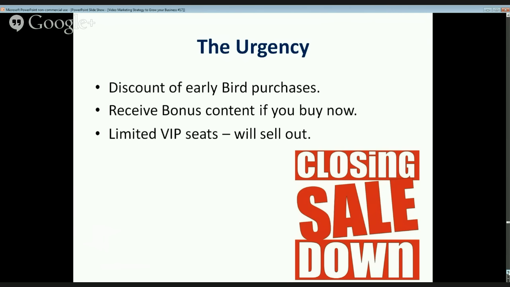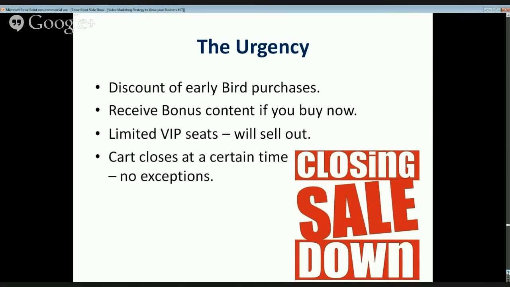Of course, the other one, you can do a cart closes at a certain time, no exceptions. So, okay, my course or whatever it is going to close next week, next Saturday, and then that's it. There's no way you can join after that. Now, the reason why urgency works so well is because we tend to leave things to the last minute. And this has been proven over and over again, that the majority of sales, particularly online, come right at the last minute. Just as about to close the cart, in come all the sales.